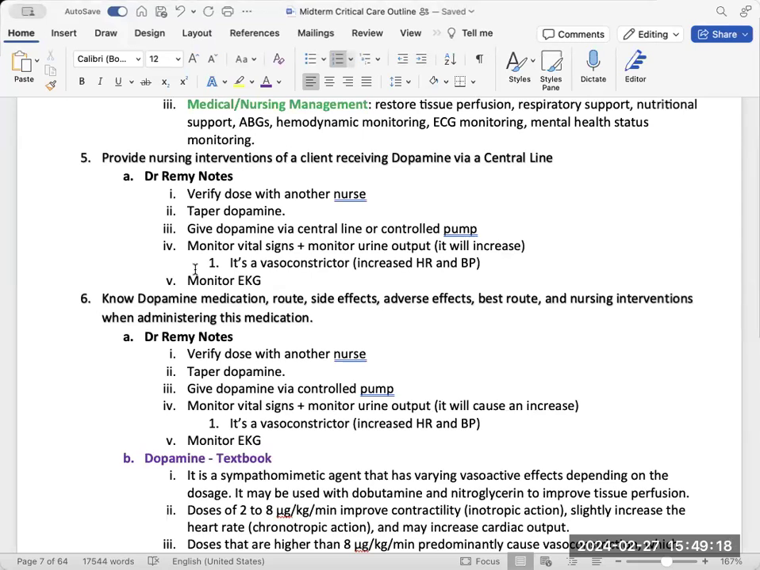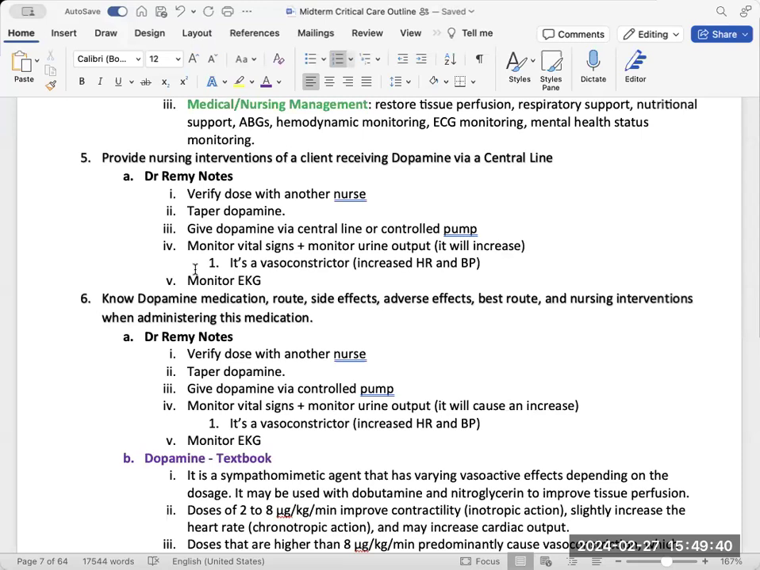Monitoring vital signs, because dopamine is a vasoconstrictor, so it's going to cause an increased heart rate and an increased blood pressure. And we also have to monitor urine output, and that's because dopamine has receptors specifically in the kidneys. So it helps reperfuse the kidneys, which is going to cause an increase in urine output.